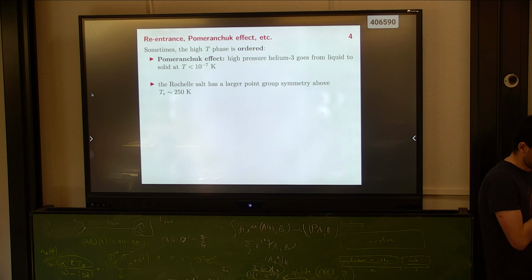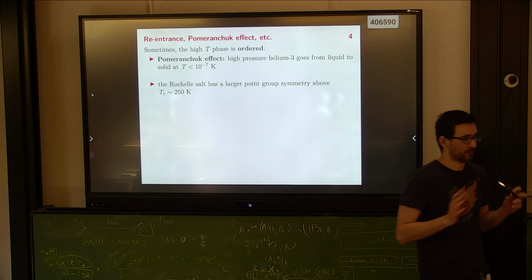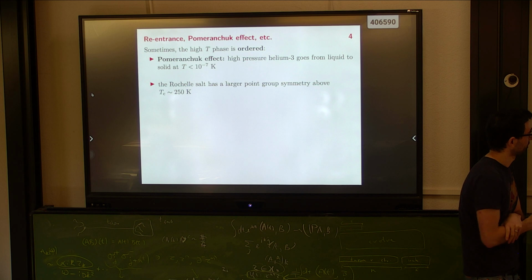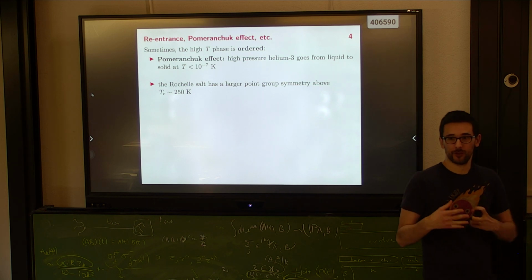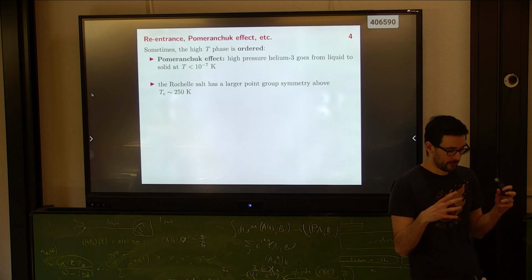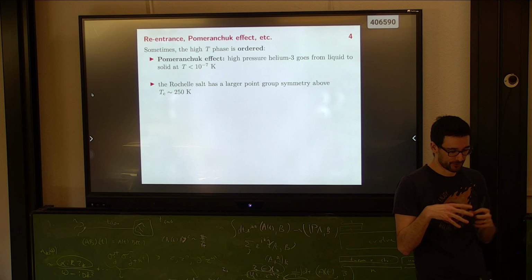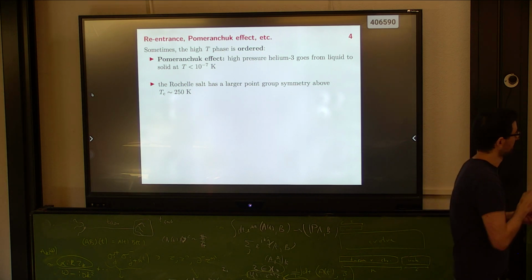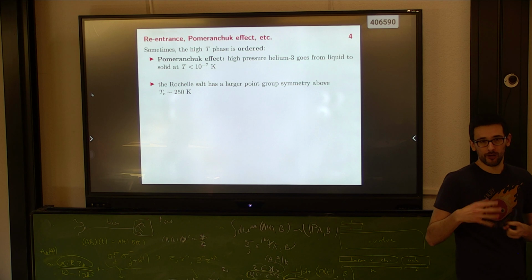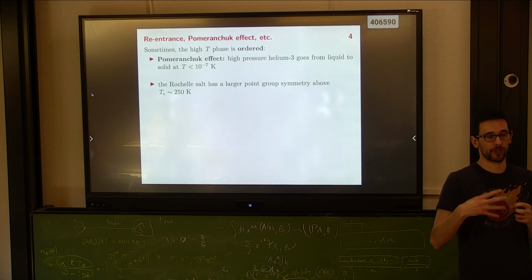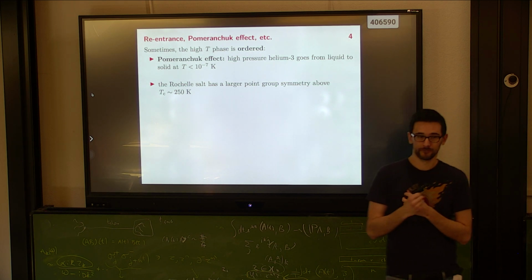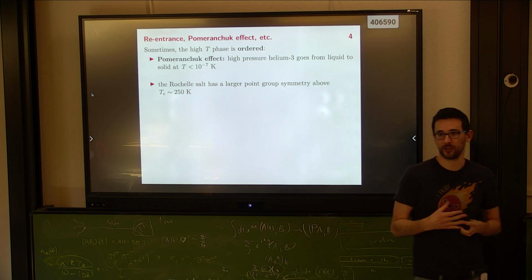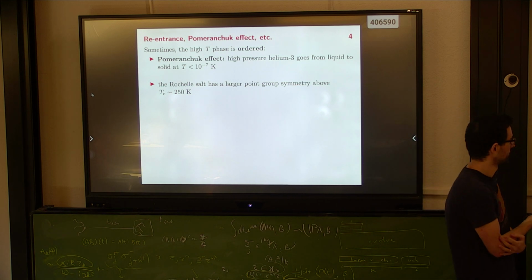An even older example, which I'm sure was discovered experimentally before understood theoretically, is the Rochelle salt. This is one of a handful of materials where at very low temperatures you have a larger crystalline point group. You heat it, in this case, to about 250 Kelvin, and you find that the point group actually becomes smaller. So upon heating the system, it loses symmetry, it becomes more ordered. This is another example.